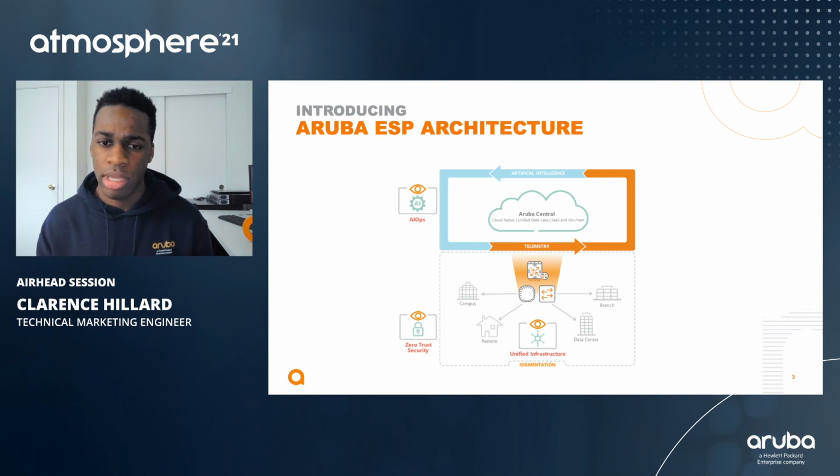Zero trust security. This is the idea of removing the IP address from the security policy, right? So now we're going to apply policy based on your role and who you are on the network. So when you come onto the network, we want to identify you, give you access to what you need to do, and then apply policy based on who you are, not based on your IP or your location.